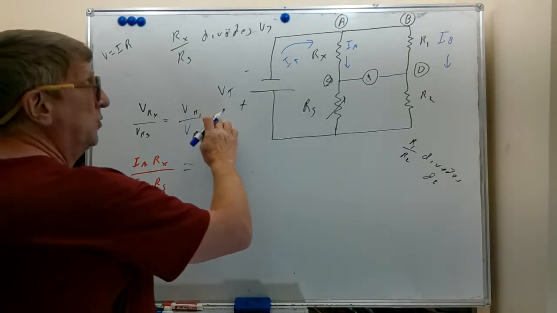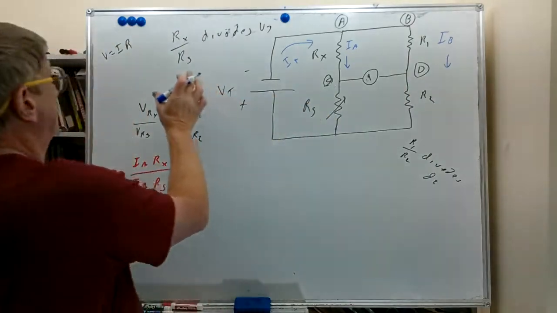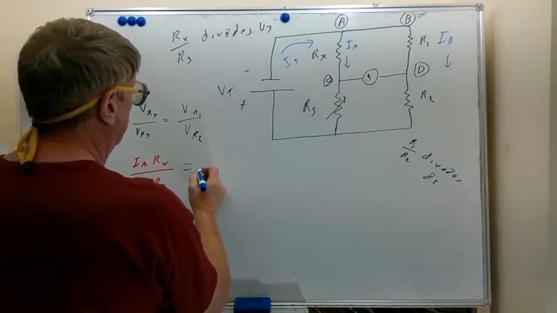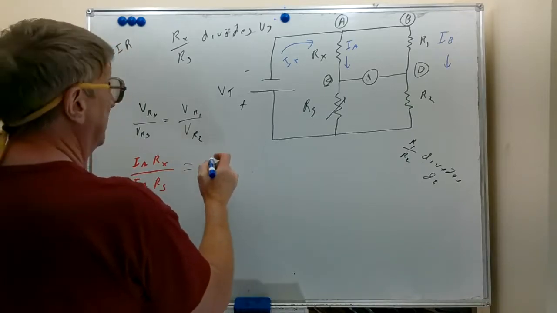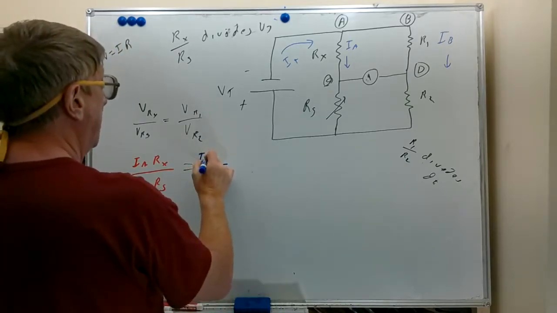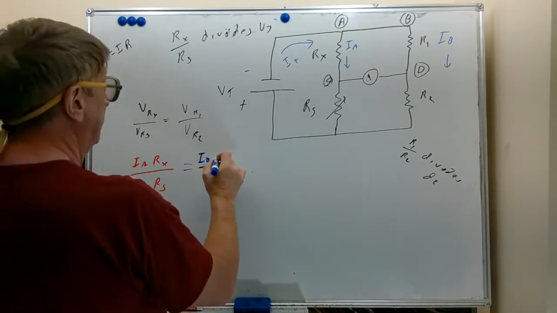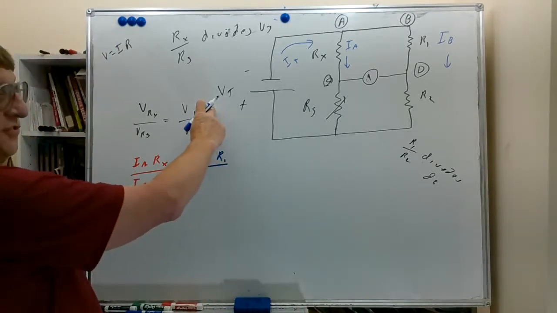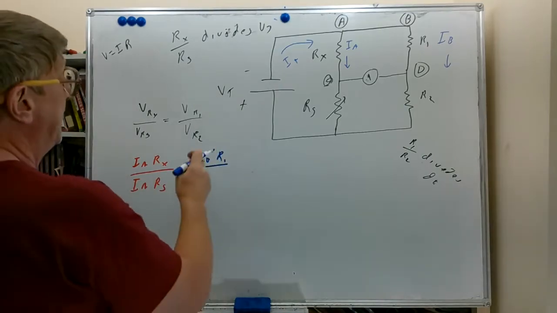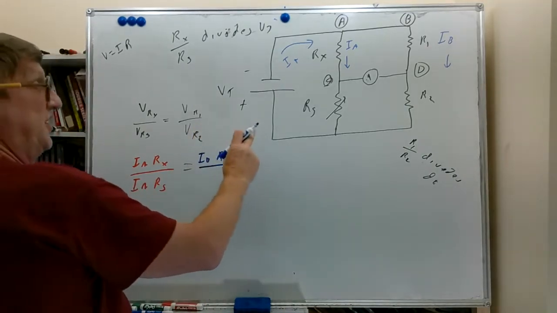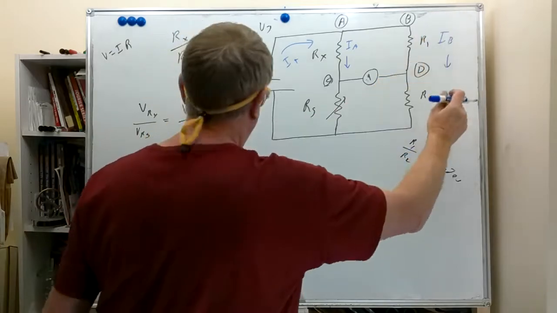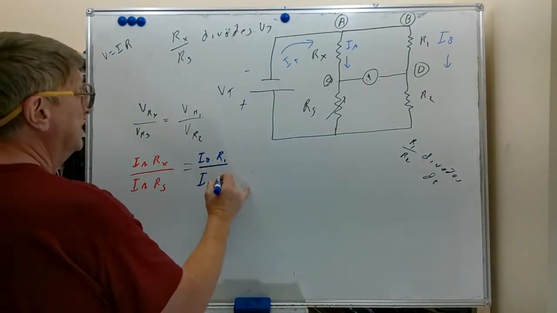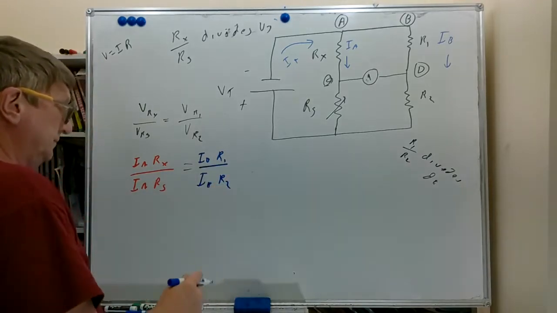The voltage across R1 is IB times R1, directly from our voltage drop formula, V equals I times R. So we're going to say that IB times R1, we replace for VR1. And by the same token, VR2, the voltage across R2, is going to be IB times R2.